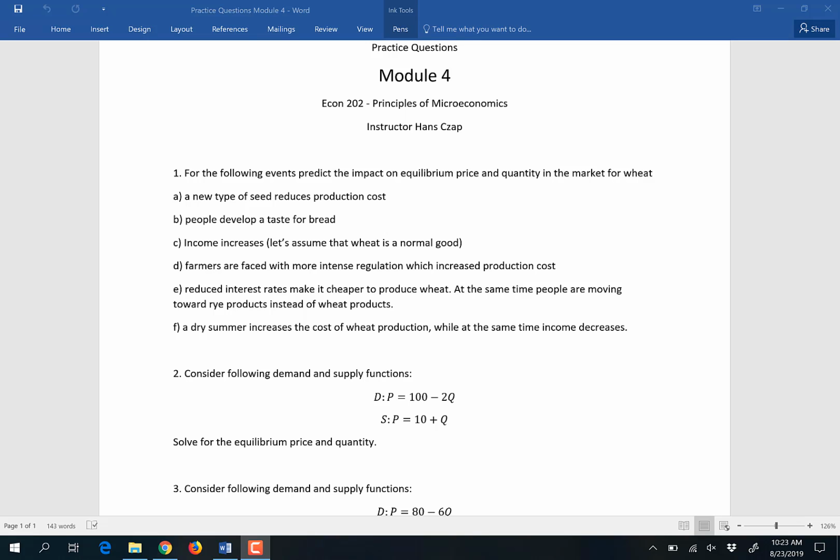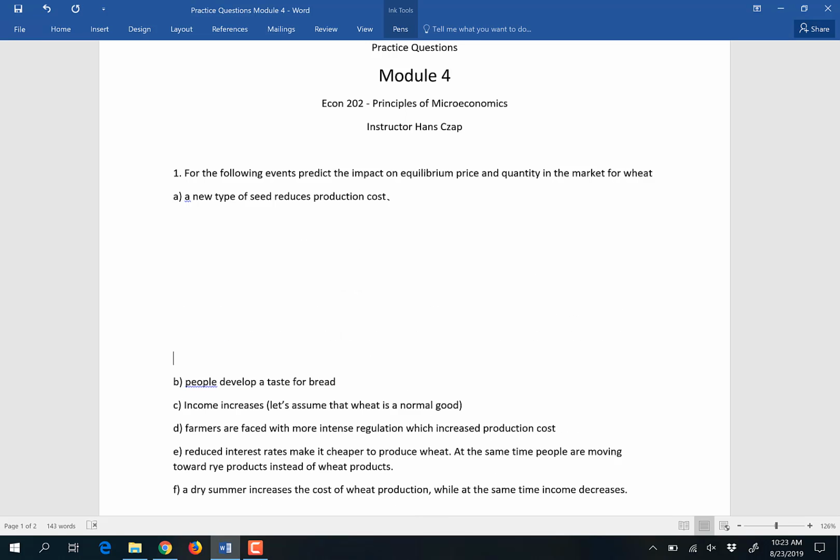And then the last 2 questions are about calculating equilibrium price and quantity for given functions. So to start off with the first one, we're in the market for wheat here, and the first case is that we have a new type of seed that reduces the production cost.